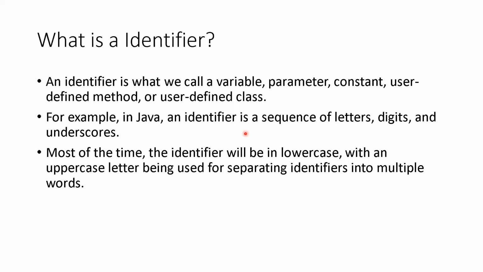So we're going to be talking about types and identifiers. So what is an identifier? An identifier is what we call a variable, parameter, constant, user-defined method, or a user-defined class. For example, in Java, an identifier is a sequence of letters, digits, and underscores. Most of the time, an identifier will be in lowercase letters, with an uppercase letter being used to separate identifiers into multiple words.